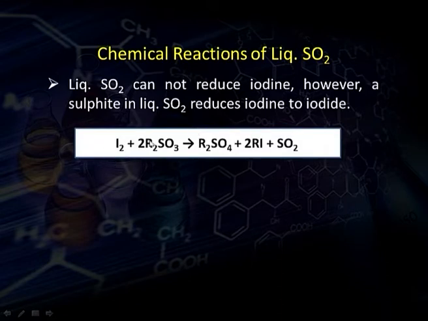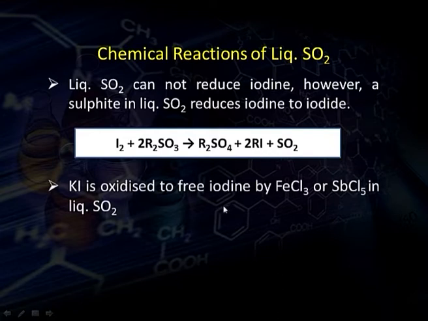So, we can see in this example we have iodine. When it reacts with any sulphite, it changes to iodide. We have RI here. So, in the reactant form we have I2 whose oxidation state is 0. Here the oxidation state of iodine is 0, while in the product form, that is RI, iodine is present in the form of iodide with the oxidation state of -1. So, the oxidation state has decreased and this iodine has been reduced to iodide.